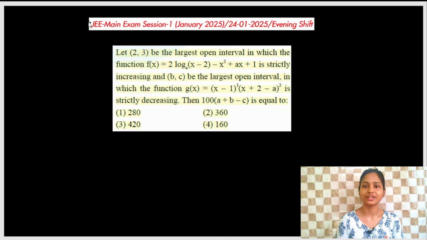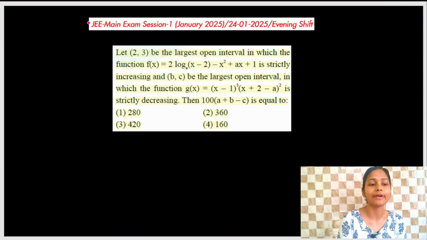As you can see, we have another question from JEE Mains exam session 1 which was held in January 2025. So let us now see the question. Let (2, 3) be the largest open interval in which the function f(x) is strictly increasing and (b, c) be the largest open interval in which the function g(x) is strictly decreasing. Then what will be the value of 100 into a plus b minus c. So this a is coming from this function f(x) and these b and c are coming from this interval (b, c).